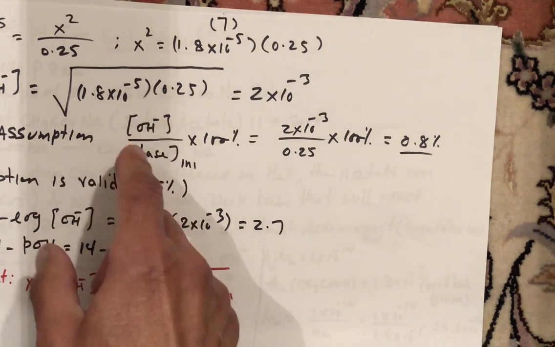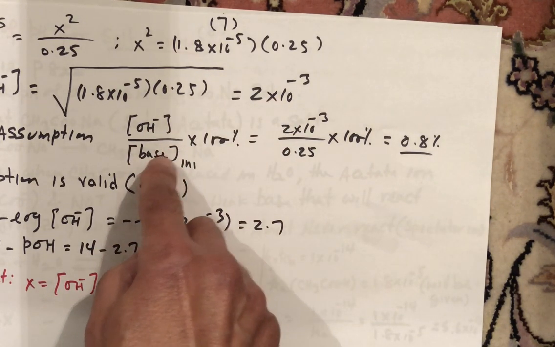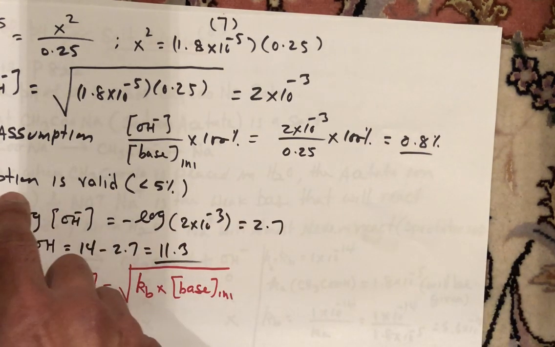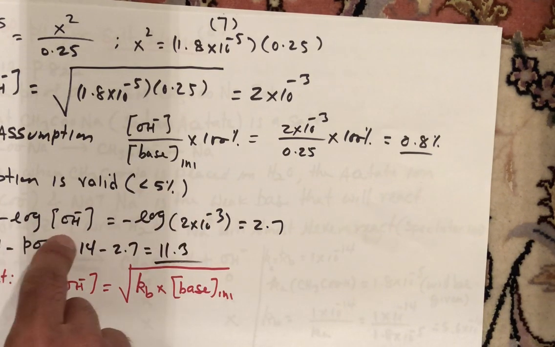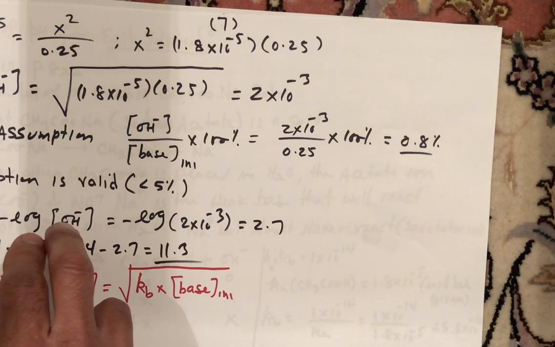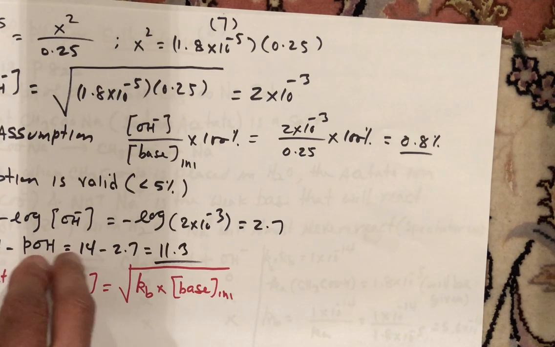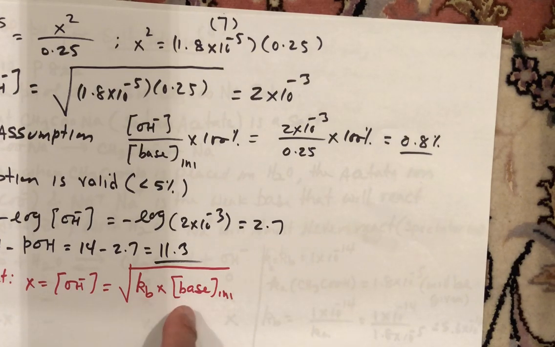If we check the assumption again, the OH minus that we calculate here divided by the initial concentration of the base times 100% gives you 0.8%, and that is basically less than 5%. pOH is negative log of OH minus. Again, remember for base reactions, you always calculate the pOH first, and then 14 minus pOH gives you the pH, which is 11.3.